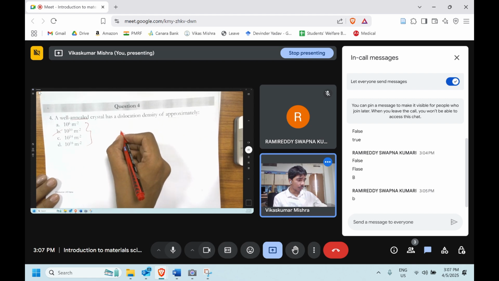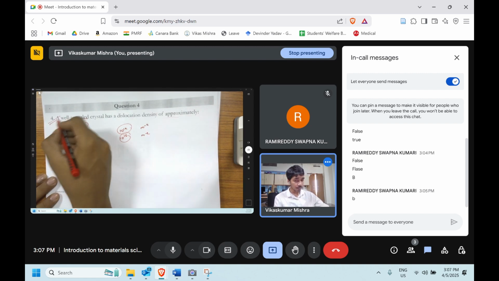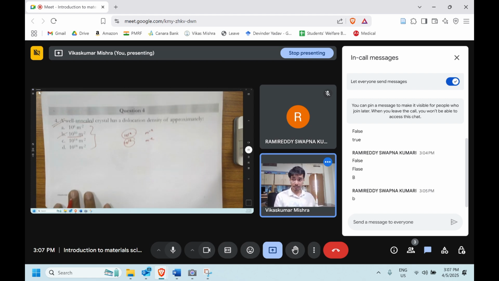Lightly worked material, 10 to the power of 12. And then heavily worked material will be 10 to the power of 16. Again, the unit for everything is meter to the power of minus 4. Okay, so this is a factual type of question. If you know, you know.